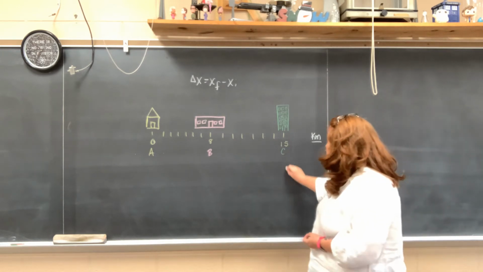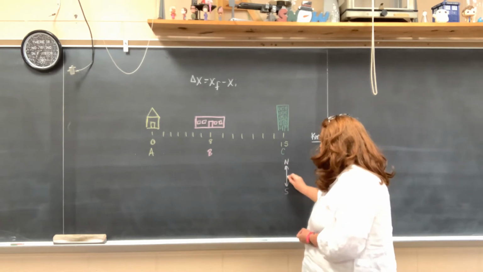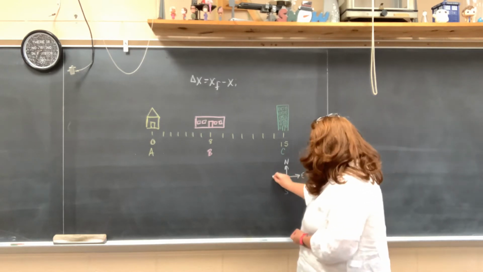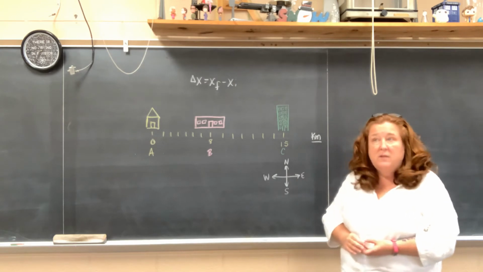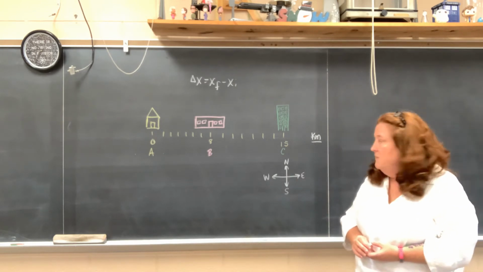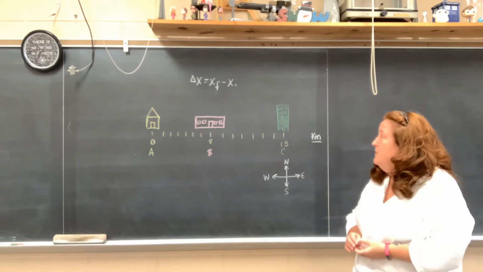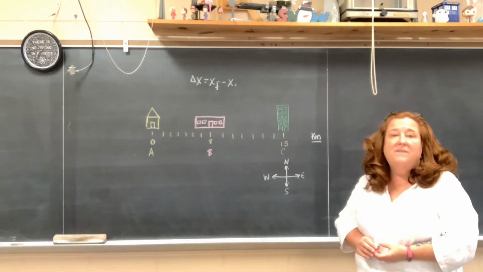Because if you remember, north is up and south is down, and to the east, that would be this way to the right, and west is to the left. When we're talking about something two-dimensional, like a map or like a vector in physics class. So the position of the house, 0 kilometers. The position of the mall, 8 kilometers, and the position of the apartment building, 15 kilometers.